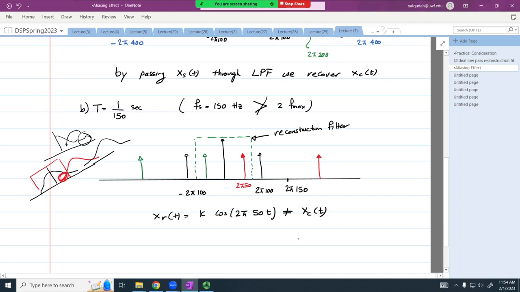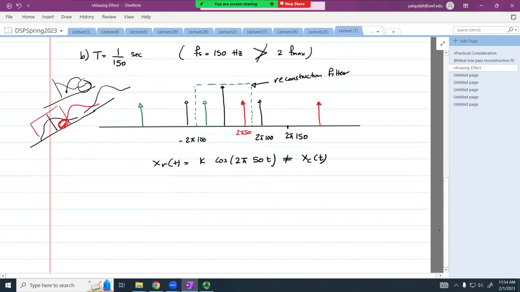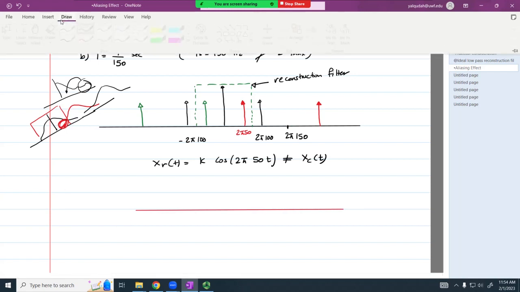So how does this look in the time domain? In the time domain, this looks something like this. And I'm going to tell you why this is important in a second.